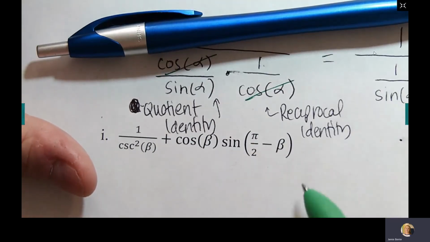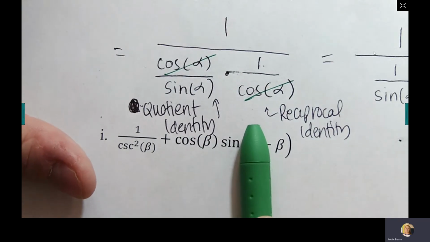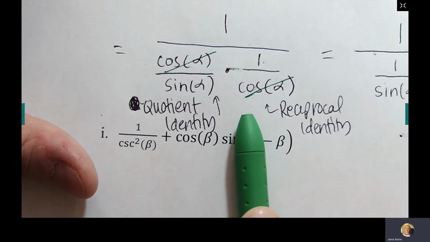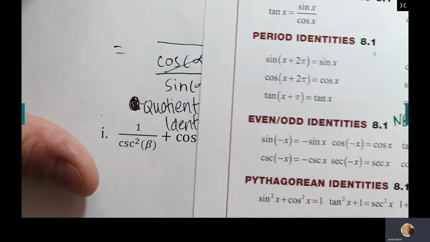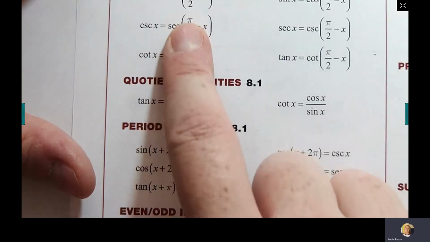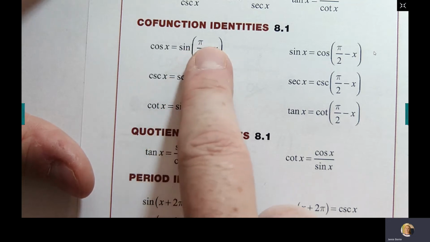That's a good question. If it was just this, then you would do the even-odd identity. But since it's got that pi over 2 in the front, you don't have to use the even-odd identity there. You can just look straight at where they are. Here. So we're looking for the one that has sine of pi over 2 minus an angle.